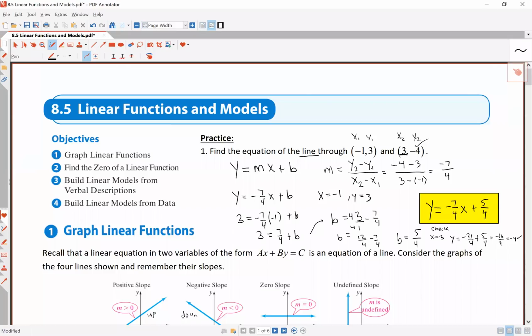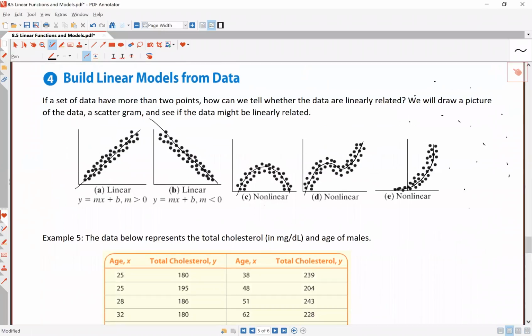This video covers section 8.5, Linear Functions and Models, Objective 4, Build linear models from data. If a set of data have more than 2 points, how can we tell whether the data are linearly related?